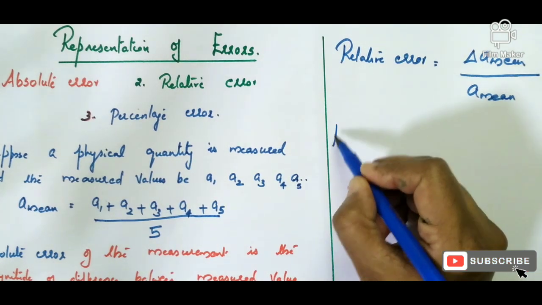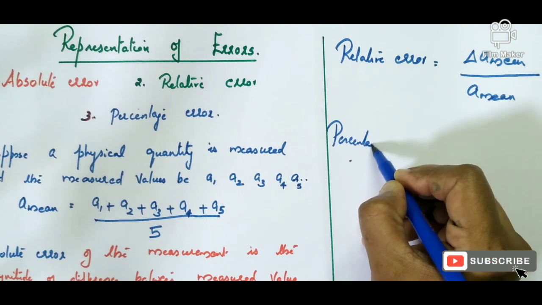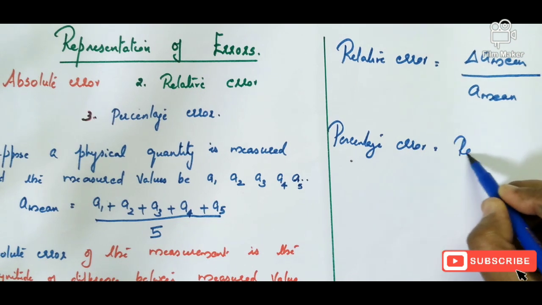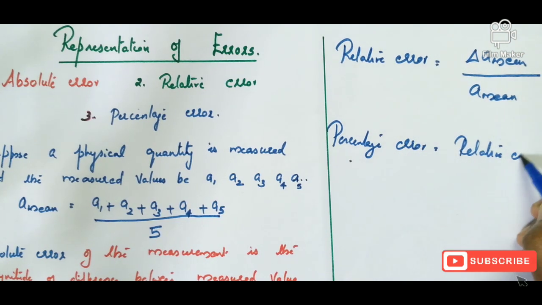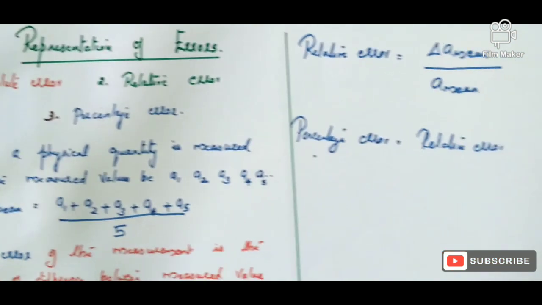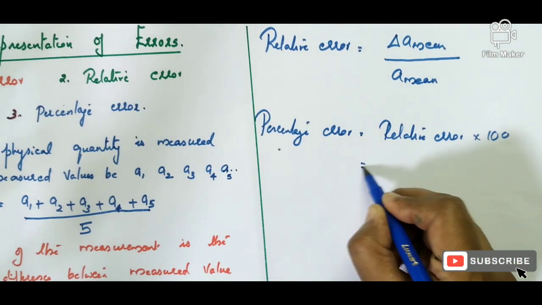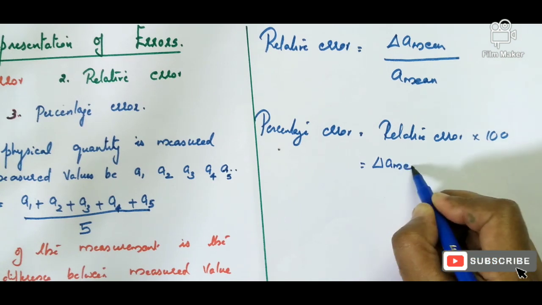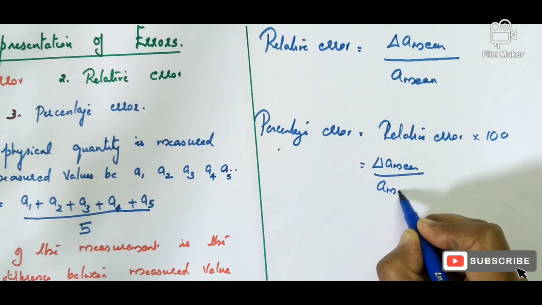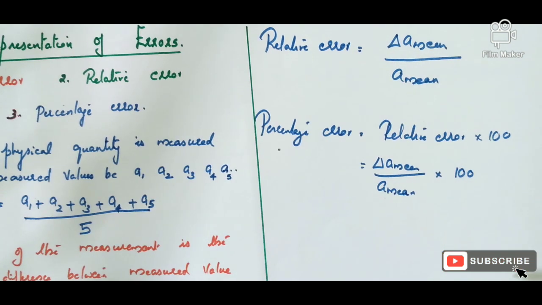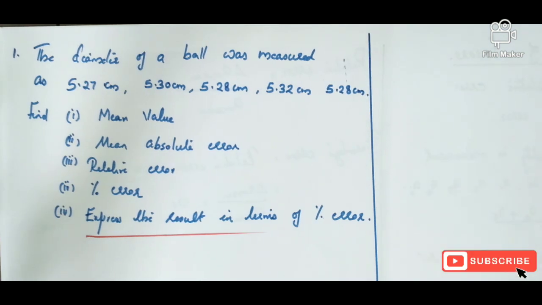Right. Now the percentage error. How will you represent percentage error? Percentage error is simple, that is relative error into 100. Relative error into 100, that is delta A mean divided by A mean into 100, is called percentage error.